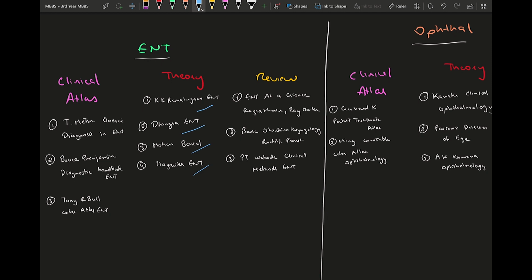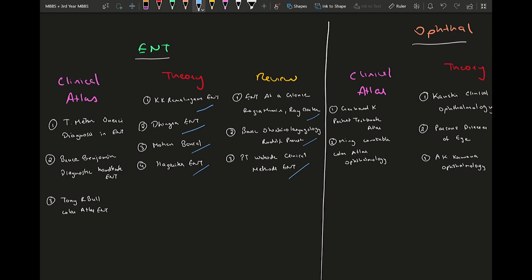So you need to look at review books like ENT at a Glance by Rasia, Munir, and Ray Clark. Then Basic Otorhinolaryngology by Rudolf Probst, and then PT Wanchoo Clinical Methods of ENT. Those are your review books. They'll be around 400 to 500 or even 300 pages. They'll give you a clear idea of the most important topics from ENT and all exam related points. You can go through any one of those.